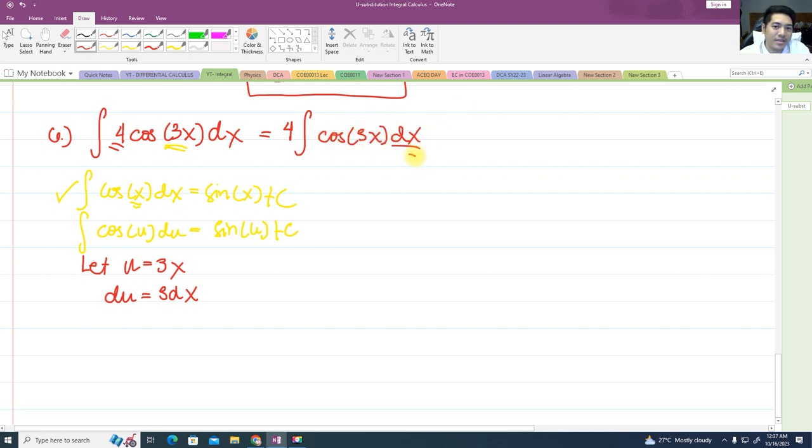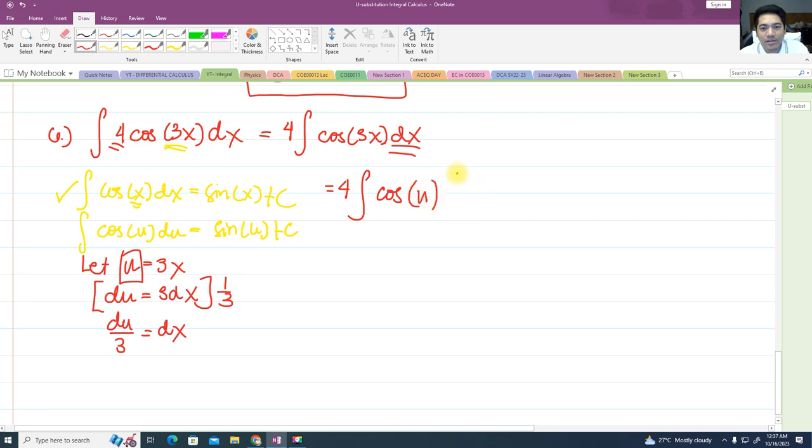So I only have dx here, so I'm going to isolate dx on the right side by dividing both sides by 3. So you have du all over 3, and you have dx. So we're all good. So we have 4 integral of cosine of 3x, which is u. And dx equals to what? du all over 3. So factor out 1/3. So I have 4 times 1/3, constant rule, cosine of u, and then du.